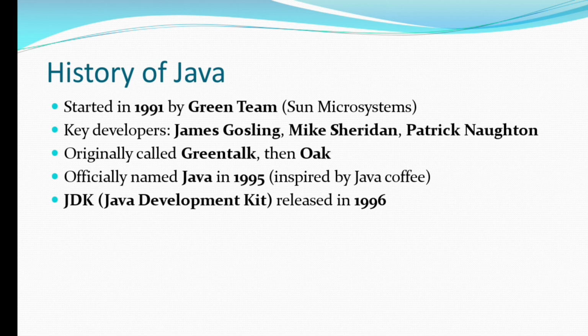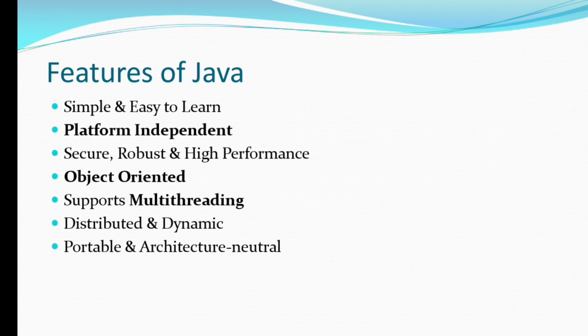To run our Java programs, we need a JDK, the Java Development Kit, in our system, which was released in 1996. The major features of this programming language are that it is very simple and easy to learn. It is a platform independent programming language, which means our code, whatever we have written, runs on any operating system because of the JVM. JVM is the Java Virtual Machine, which is a part of the JDK.